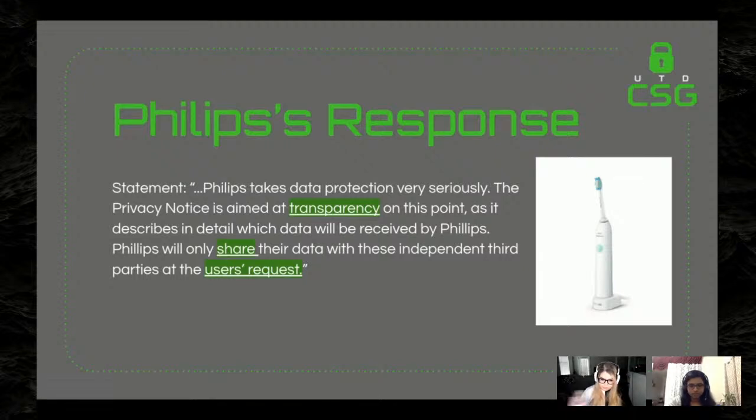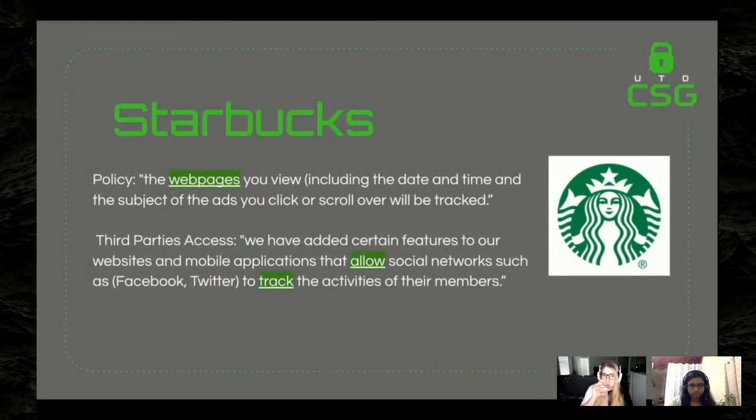Now we'll look at another example. Starbucks collects loads of information. It's nothing to do with serving coffee. The policy states that the web pages you view, including the date and time and the subjects of the ads you scroll over, will be tracked. Starbucks then allows third parties to access that information. The policy states that we have added certain features to our websites and mobile applications that allow social networks such as Facebook and Twitter to track the activities of their members.